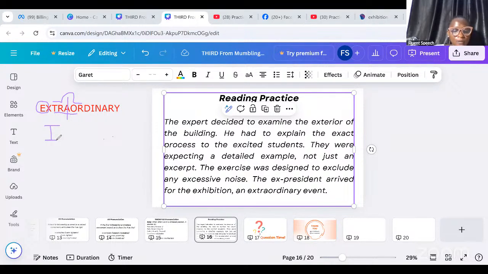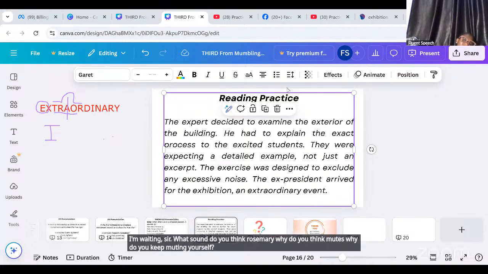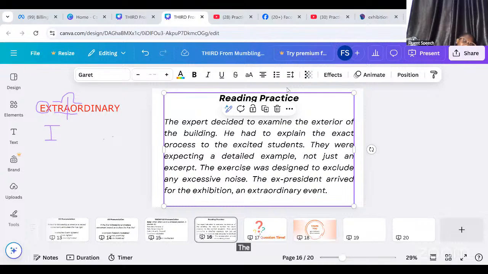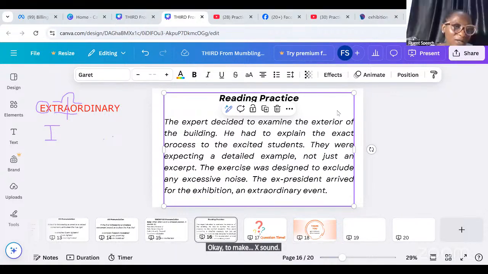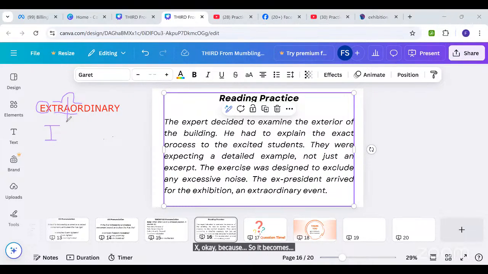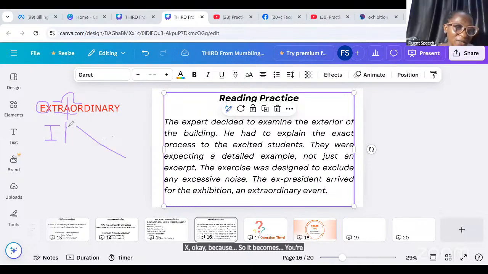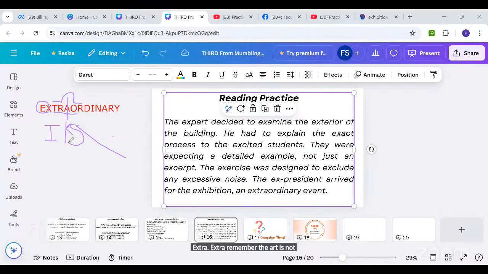I'm waiting. Rosemary, why do you keep muting yourself? The X in the word, what sound will it make? Is it kus or guz? X sound. Okay, kus. So extraordinary becomes ick. You're correct. It sounds ick. Extra. Remember, the R is not saying anything. Extraordinary. You're correct. Okay, so let's take the reading.